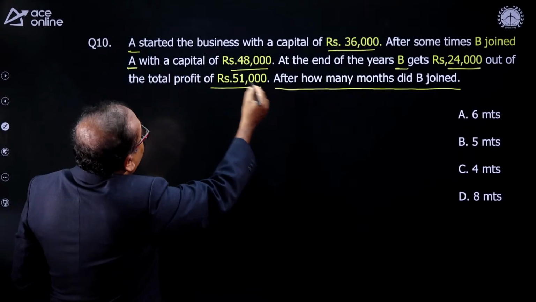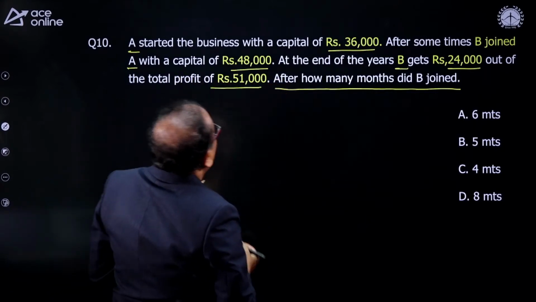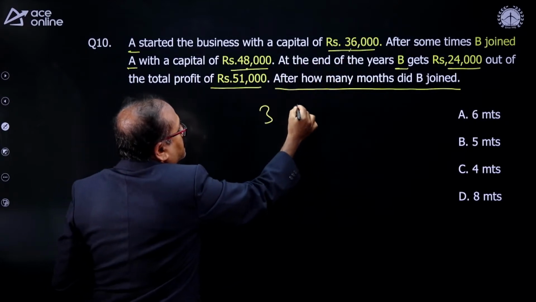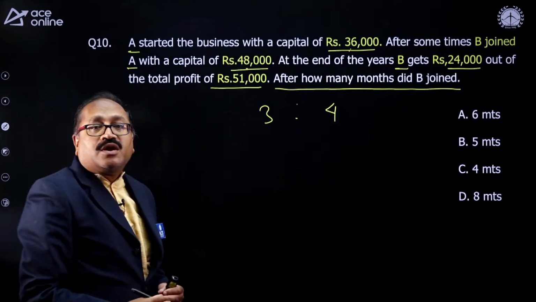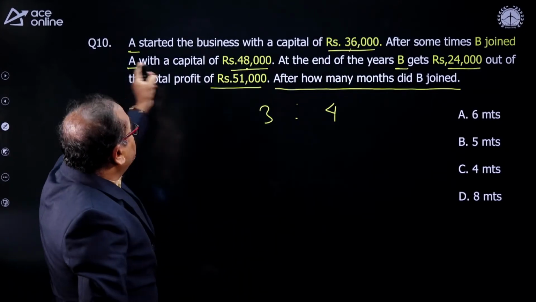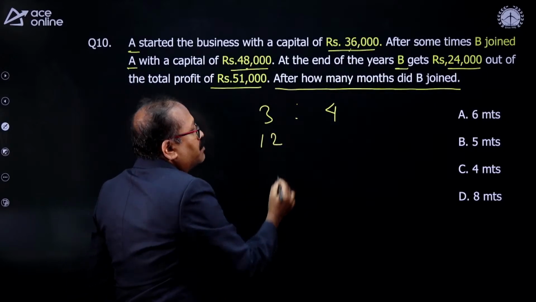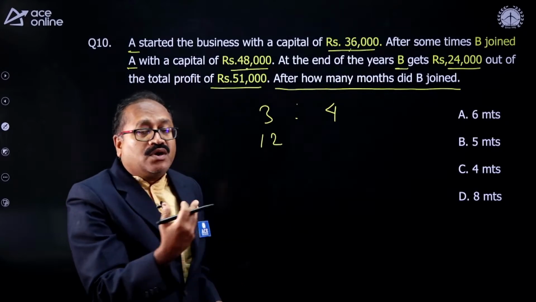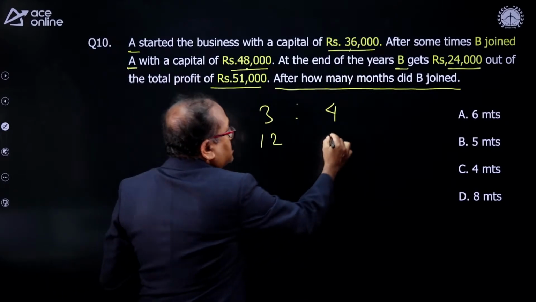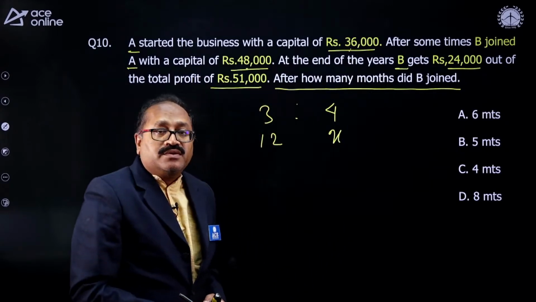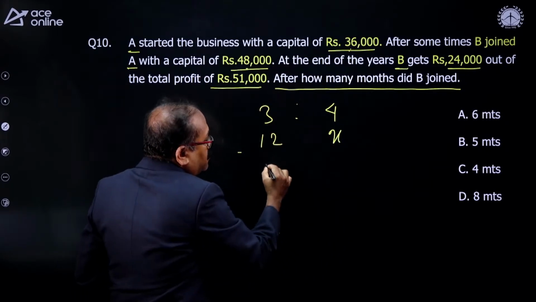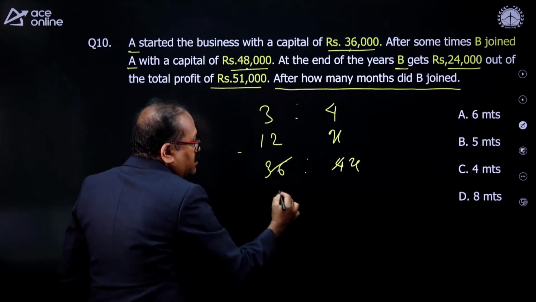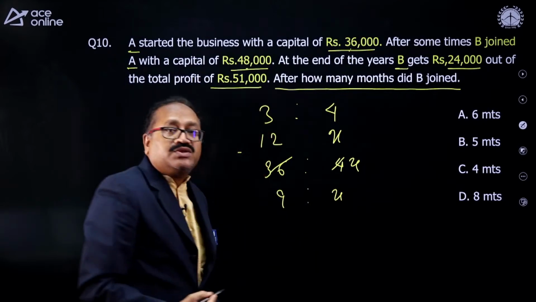So A invested 36,000 and B 48,000, so the capital ratio is 3:4. Now A was there in the business for the entire period, that is 12 months. And B joined after some time. So I don't know for how many months he was in the business. I will consider that as X. So when I multiply this, 12 times 3 is 36 and this is 4X. And as this gets cancelled, 9:X is the ratio.